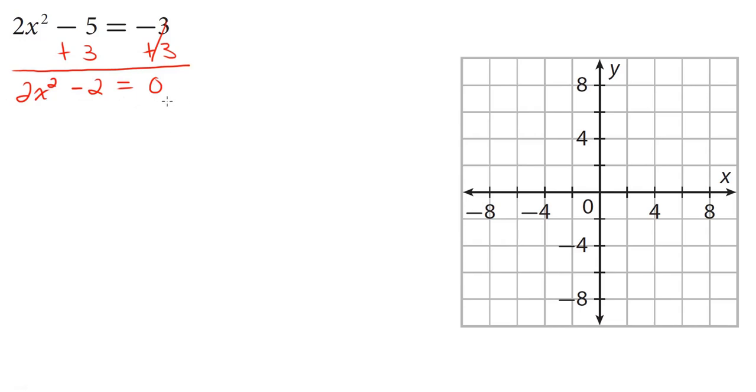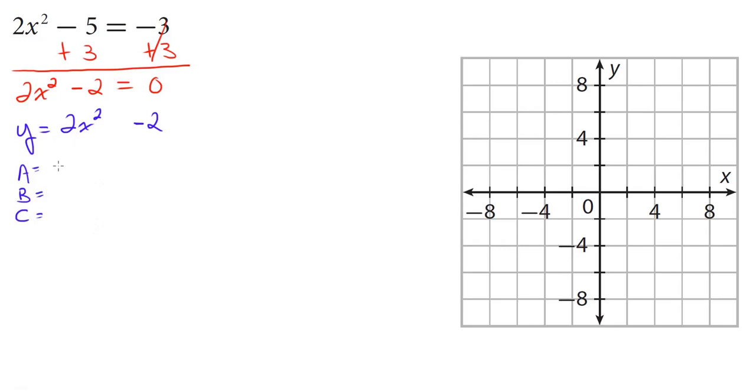Remembering that this 0 is our y value, now we can go ahead and write this as a function and graph it to find our solution. So we're going to write y equals 2x squared minus 2. So let's go ahead and identify our A, B, and C values.